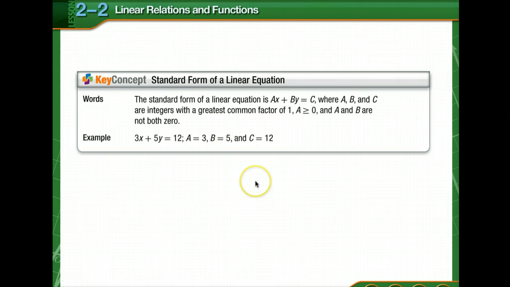Here's another key concept. Here we're going to learn about how to write the standard form of a linear equation. So we've been manipulating equations all this time so that y is equal to mx plus b. Now we're going to write it so that ax, or some number x, plus by, whatever y is, is equal to the constant. This is what it'll look like. If a will be 3, b is 5, c is 12. So if you need to pause for a moment and study that, that's great. We'll move on when you're ready.